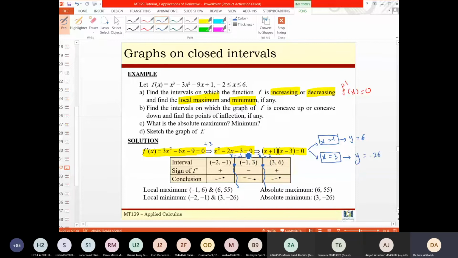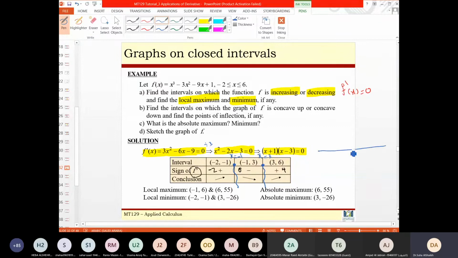Take a point between them, choose a point here, for example 0. Choose a point here, for example I will choose number 4. And here I'm going to choose number minus 2. Study the sign of what? Of f dash. Let me draw it more clearly.